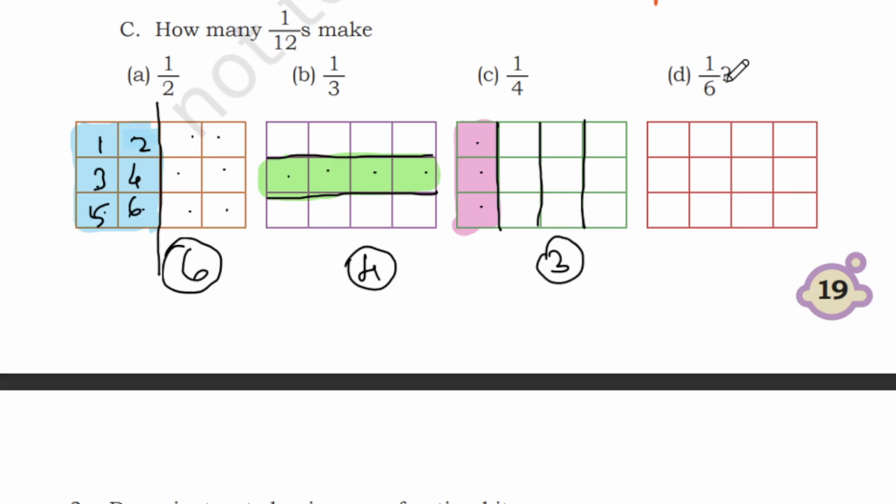Okay, next 1 by 6th. So we have to divide into 6 equal fractions. So this is the first one, second, third, fourth, fifth and sixth. Okay, and I'm going to do this in yellow. Any one part I'm going to color. Okay, and how many do we have? We have 1, 2.